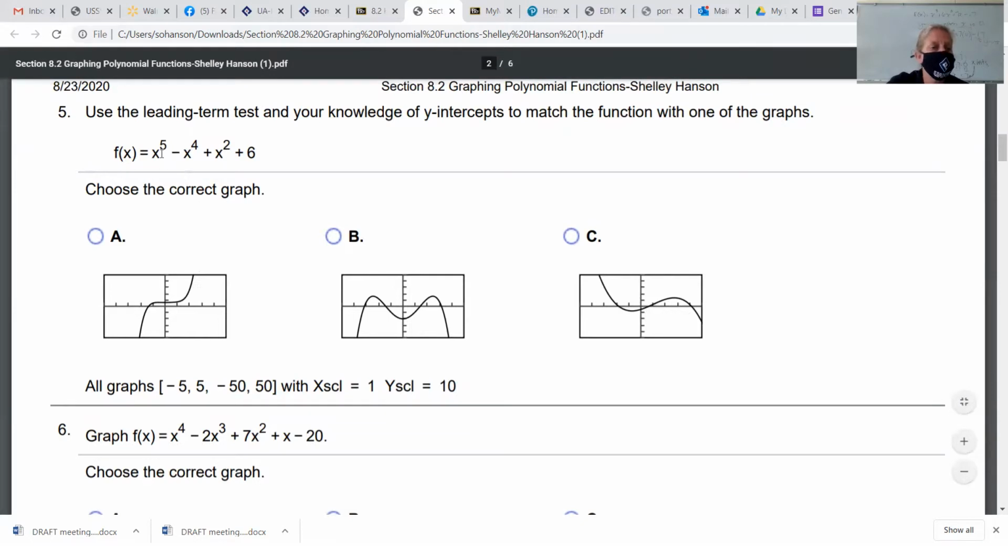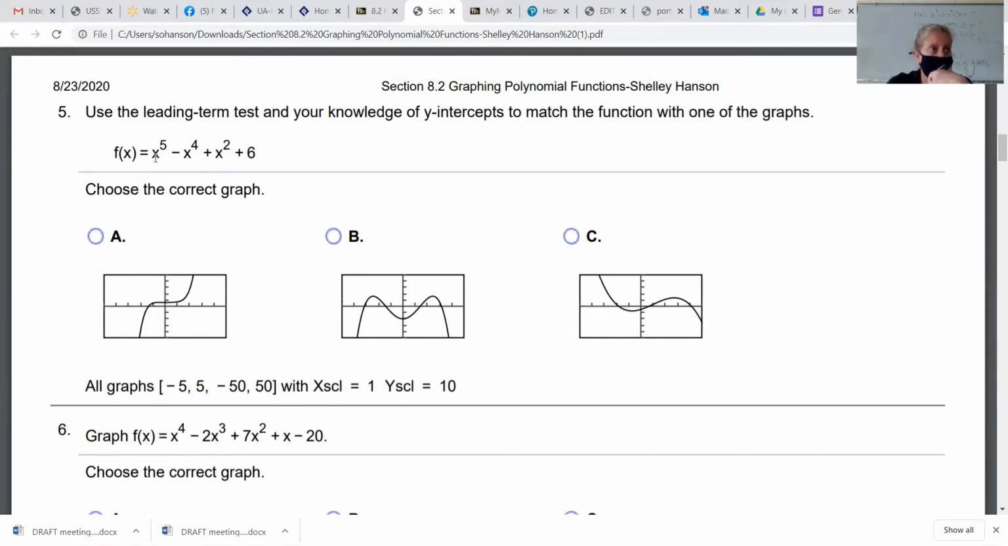So what is x to the 5th? Is it a positive term or a negative term? It's a positive term, which means what should your graph do? It should start at the bottom and throughout the graph, it should go up. Who does that? A or C? Well, look at A. Starts down here at the bottom, travels up throughout the graph. So that's why it would be A, correct?